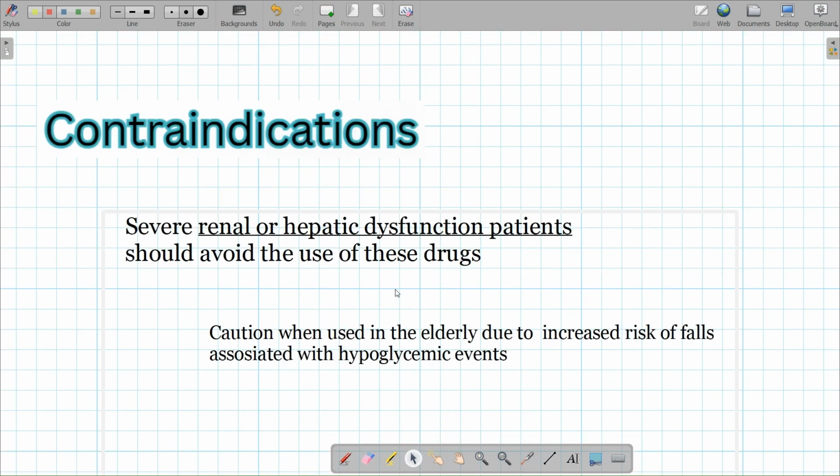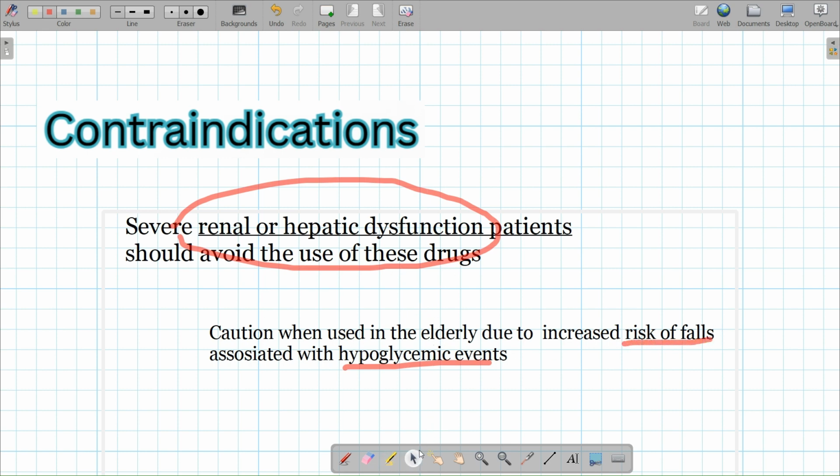Now moving on to the contraindications of this drug. There are two main contraindications. This drug should not be taken during renal and hepatic dysfunction. Patients who have renal and hepatic dysfunction must avoid this drug. It is also important to know that elderly people should avoid this drug because they may develop hypoglycemic events and may have an increased risk of falls.